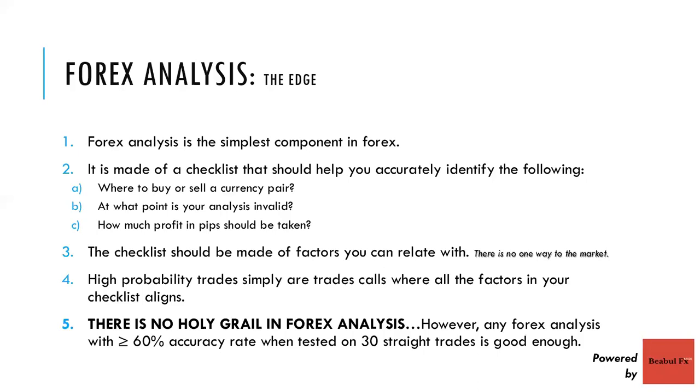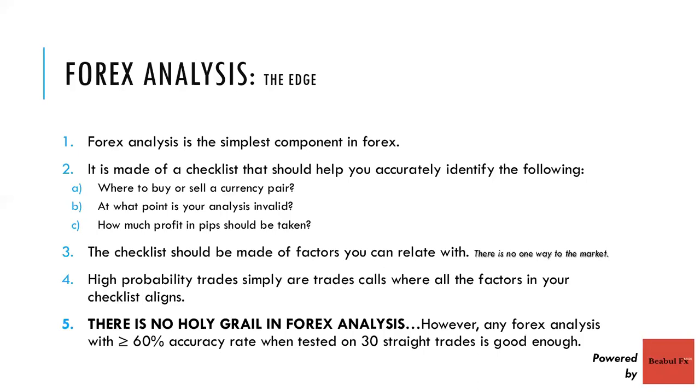Now, remember I said Forex analysis is a checklist. What does this mean? It means that you can't just pick one factor. For example, you can't say, okay, I trade support and resistance. So once the market is at a support level, I buy. Once the market is at a resistance level, I sell. If you do that, that's just one checklist item.